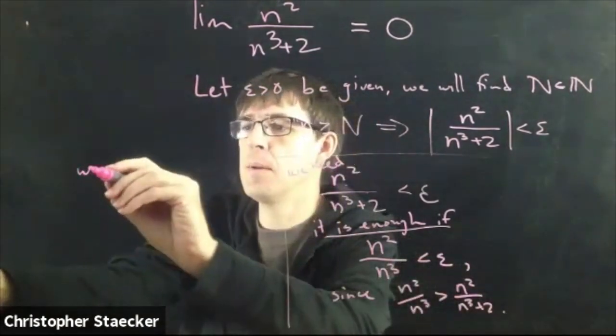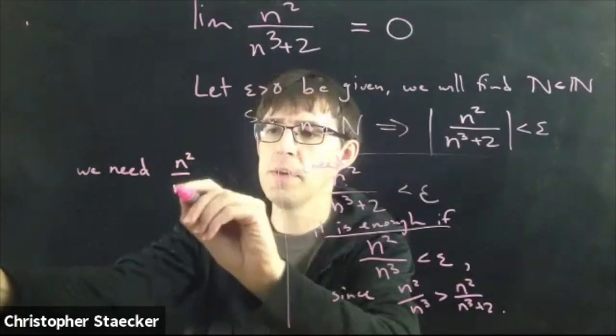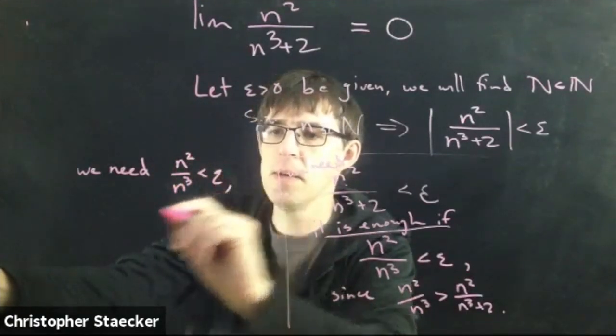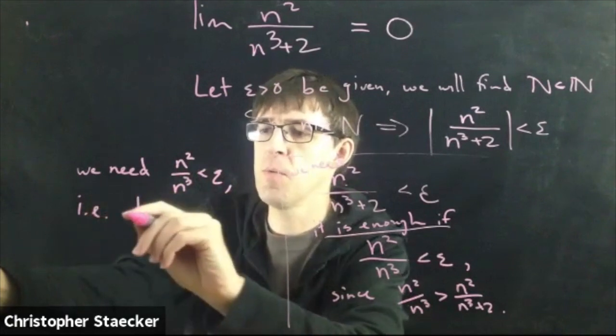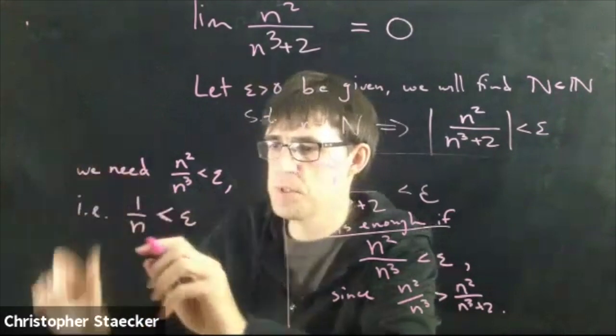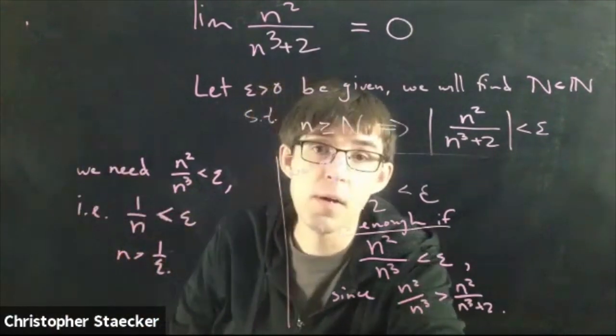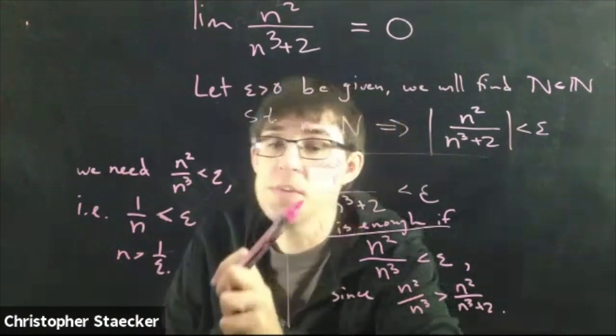So we need n squared over n cubed less than epsilon, which is the same as saying 1 over n less than epsilon. And now this is easy to solve. You just say n greater than 1 over epsilon, all right? So this is the trick.